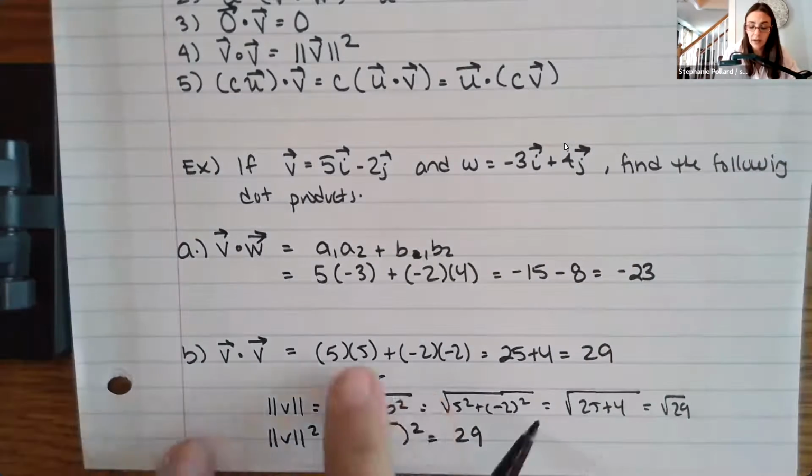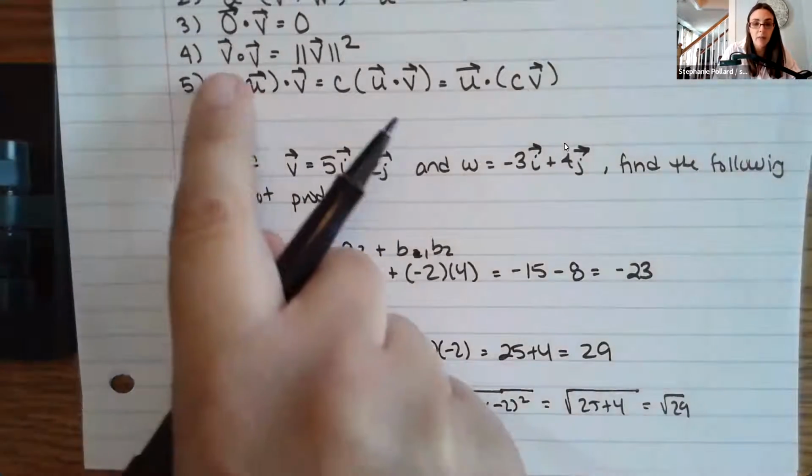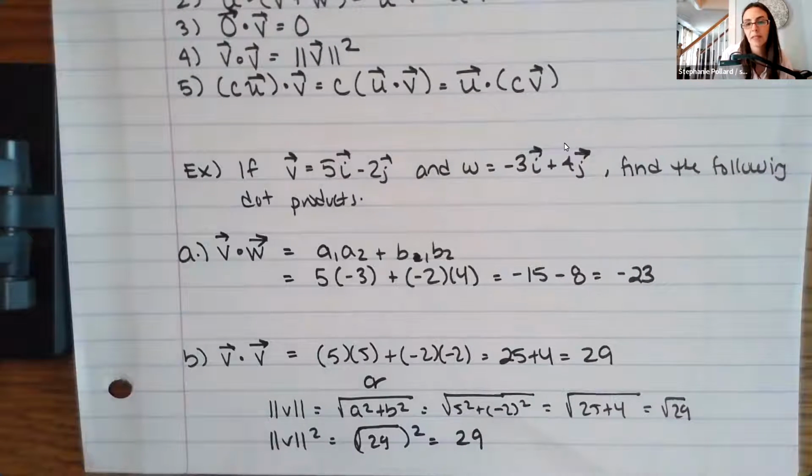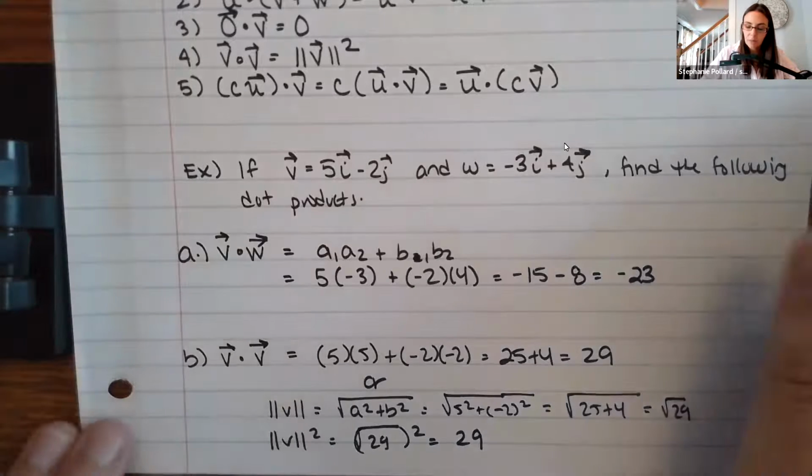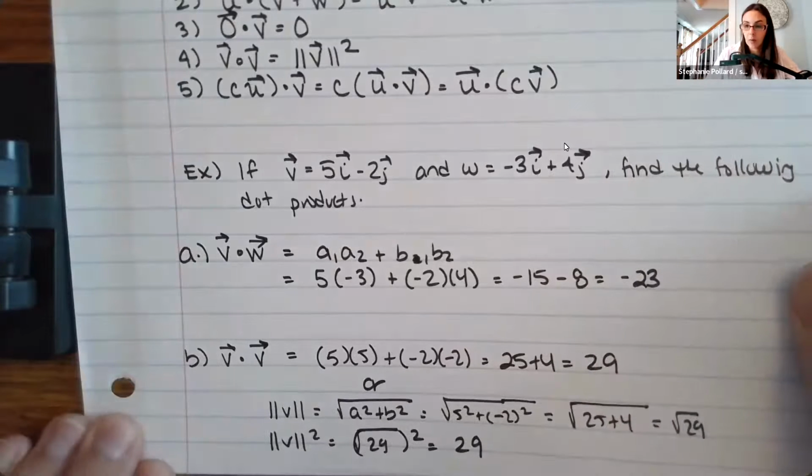So I did it out the regular way, or I used that shortcut from number 4, and they both gave me the same answer. So again, it's a nice quick, easy computation, and your answer should always be a real number result. So keep that in mind. You're not getting a vector output here. You're getting a real number output.